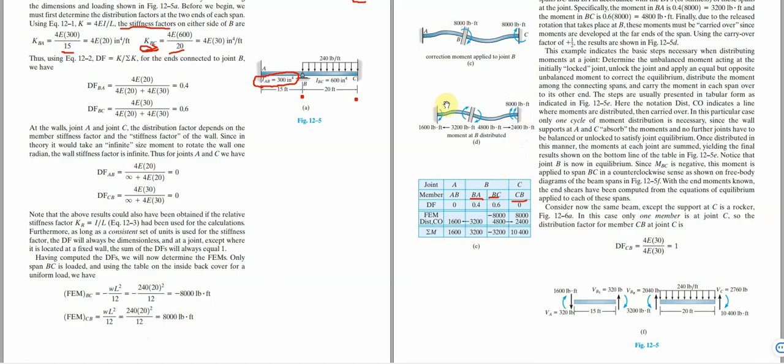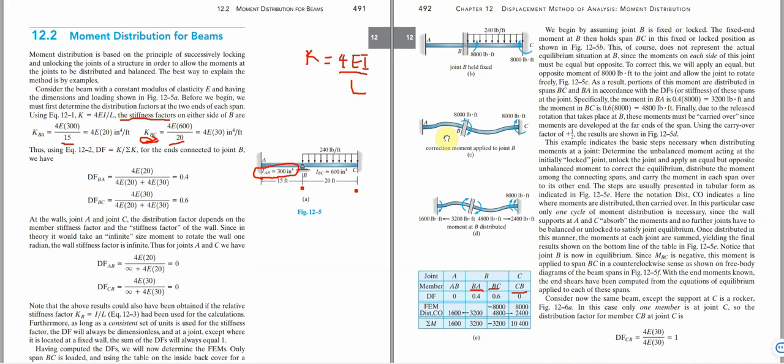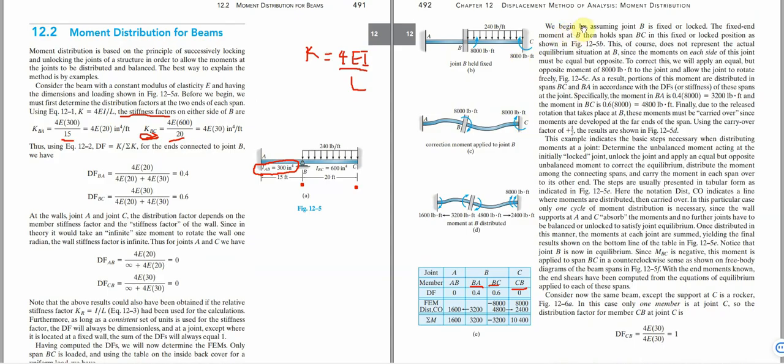Now the next thing we are going to do is apply the table, we multiply our distribution factor with the moments that we got. Let me use this to explain one by one. So we begin by assuming joint B is fixed or locked. Then the fixed end moment at B holds span BC in this fixed or locked position as shown in the figure. This of course does not represent the actual equilibrium situation, but what I'm trying to arrive at is to correct this.